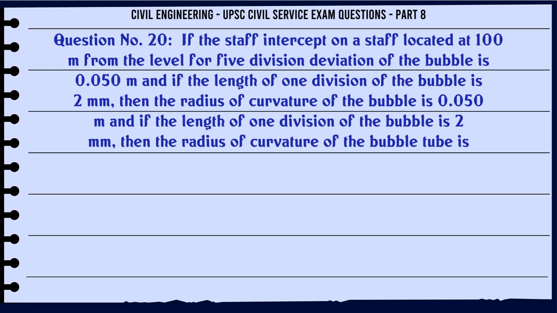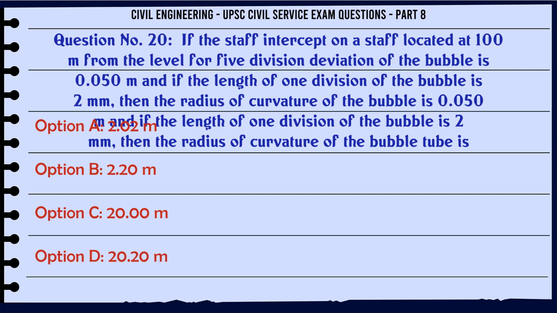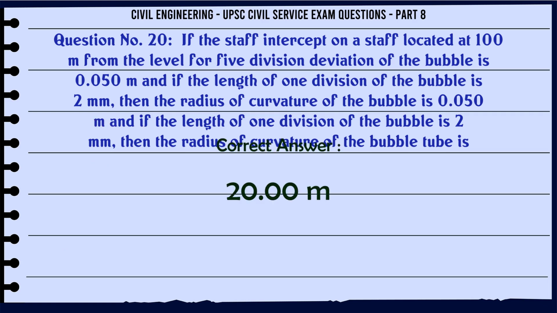If the staff intercept on a staff located at 100 m from the level for 5 division deviation of the bubble is 0.050 m, and if the length of one division of the bubble is 2 mm, then the radius of curvature of the bubble tube is A: 2.02 m, B: 2.20 m, C: 20.00 m, D: 20.20 m. The correct answer is 20.00 m.